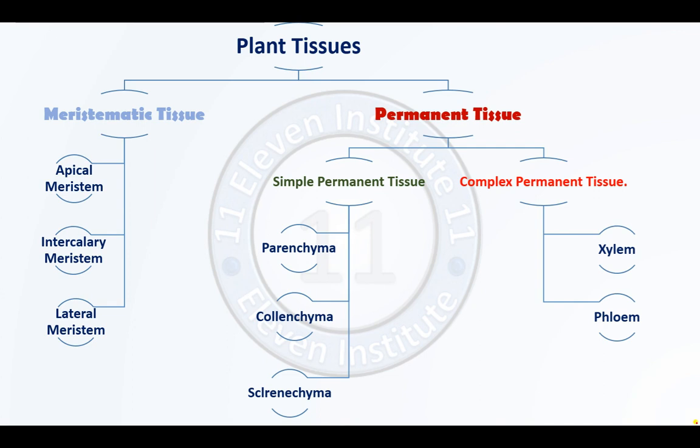Yesterday we started with the classification of plant tissues, and we have been seeing individually about different types of plant tissues. In the previous video lecture we started with plant tissues and saw the characteristics or properties of meristematic tissues, and specifically the presence of apical meristem, intercalary meristem, and lateral meristem. So the discussion of meristematic tissues is now over.